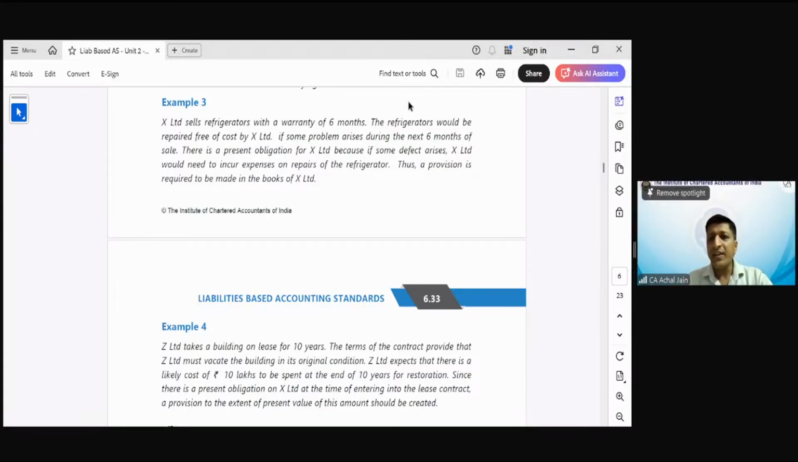I think Rohan has a query. Yes, Rohan, please go ahead. Sir, the example that you gave of the refrigerator warranty, I think that it should not be a present obligation. It should be a probable obligation because it is not guaranteed that the obligation will arise. Means a defect will arise only in future. It may not arise also.